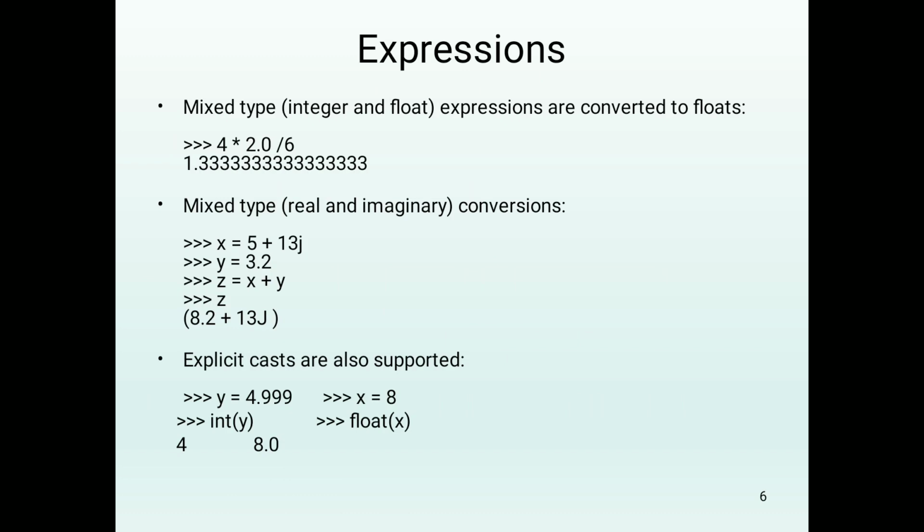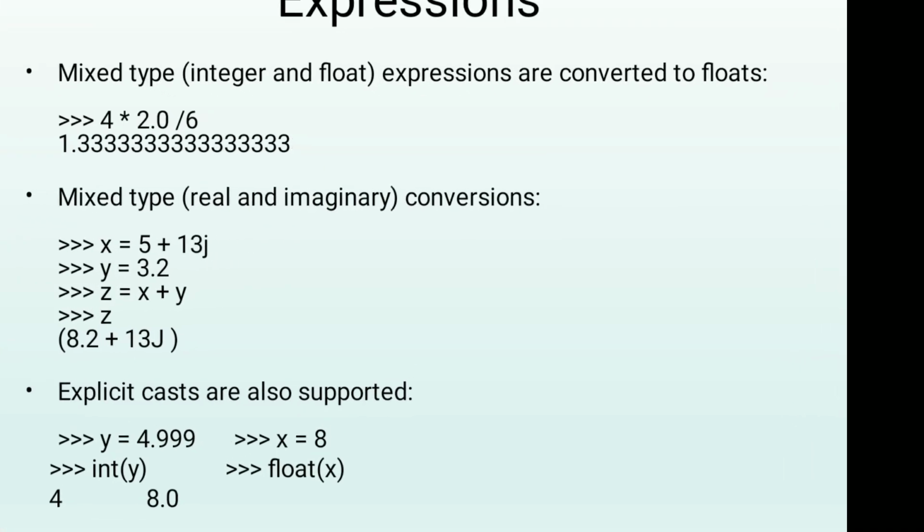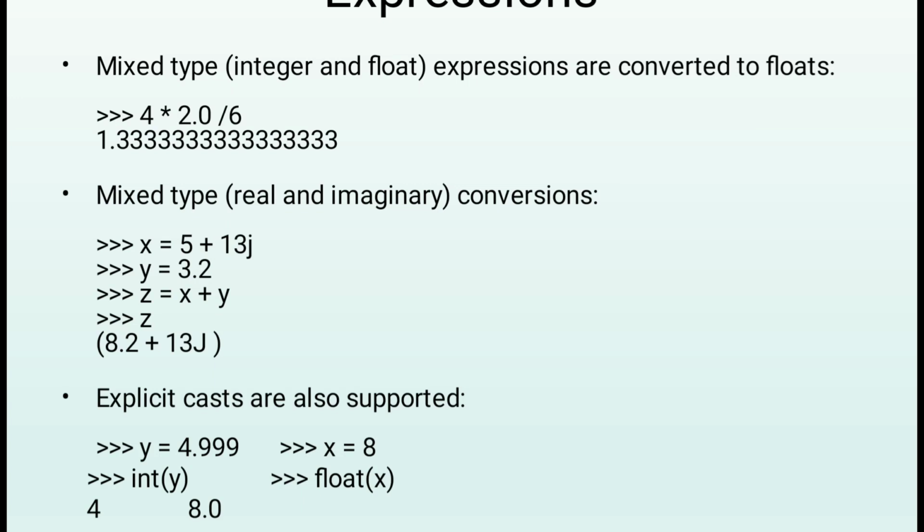Okay. Expressions, here are some more examples for the expressions. Mixed type integer and float expressions are converted to floats. You can see the example. So here it is 4 into 2.0 divided by 6. So what happens, it will go from left to right. So 4 into 2 will be 8. So 8 divided by 6 will result in 1.33.